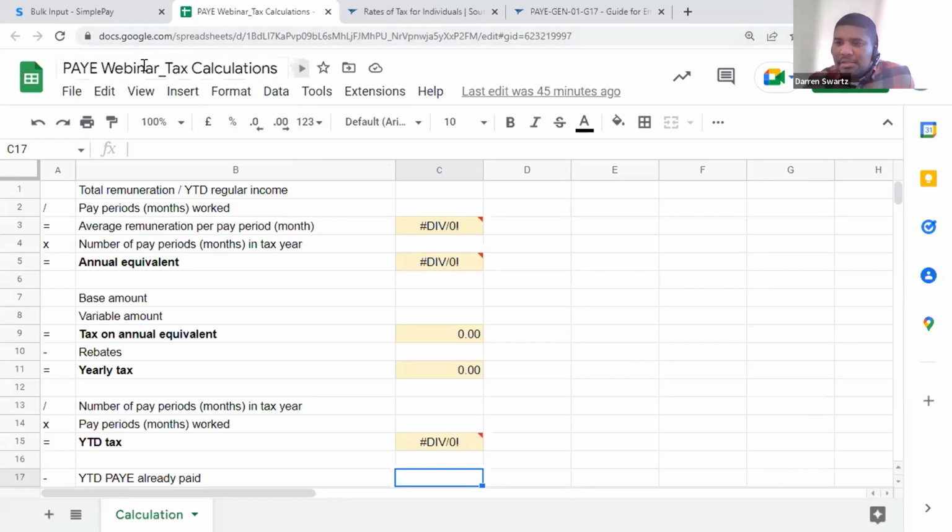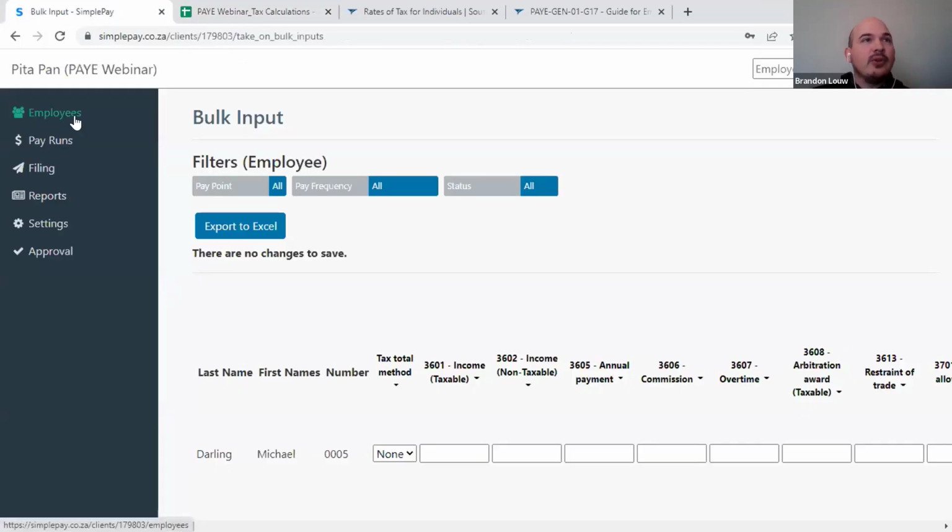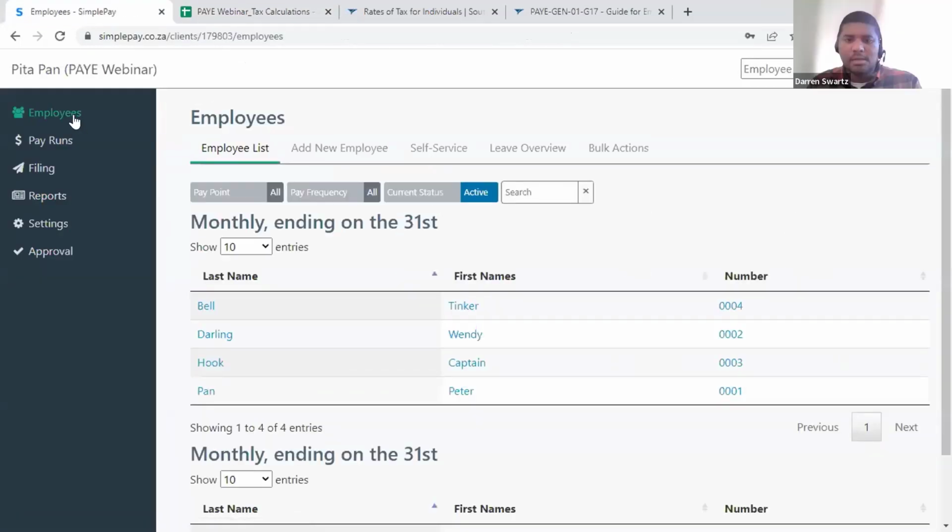So just to rephrase, the annual equivalent is basically the year-to-date average earnings the employee earned multiplied by the number of payroll periods in the tax year, which in our case is going to be 12 if it's a monthly paid employee. Exactly. All right. So I can take you through a quick numeric example if you'd like. That would be great, Brandon.